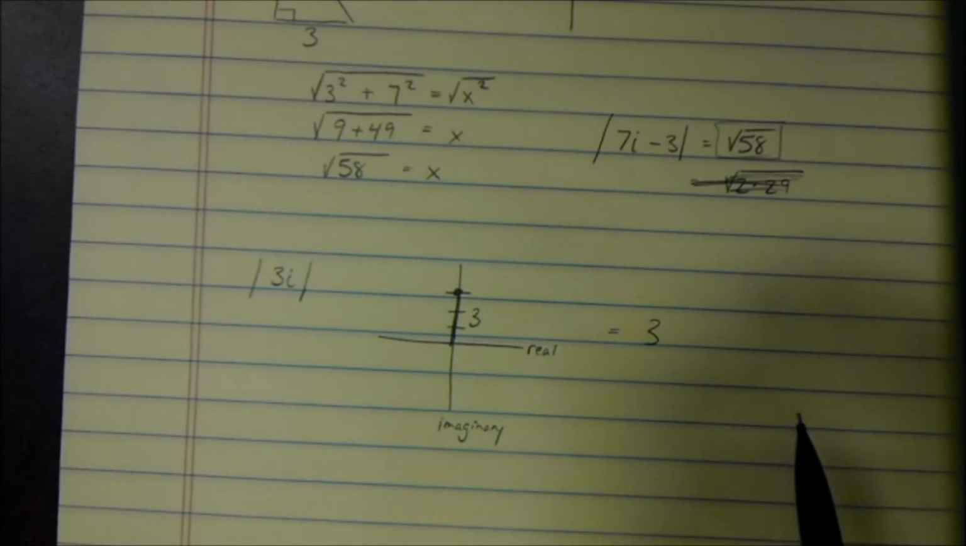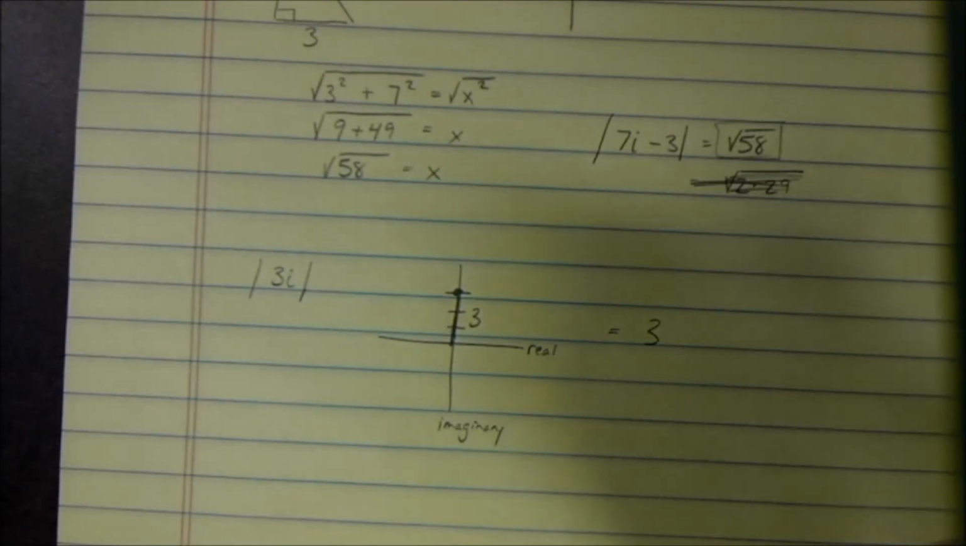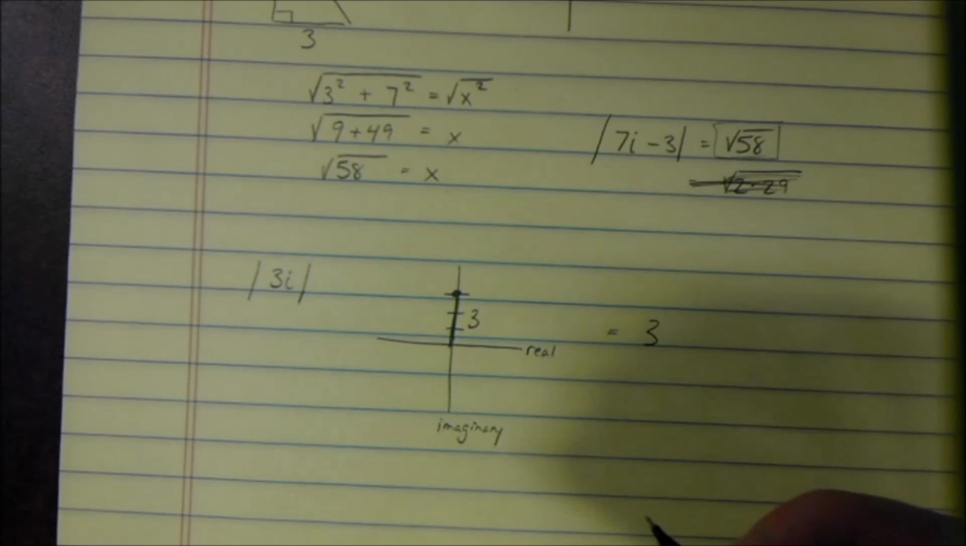And really, that's about it that you're going to see with complex numbers. Absolute value, multiply, divide, and look at powers of them. And really, I guess that's about it.